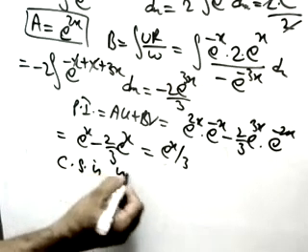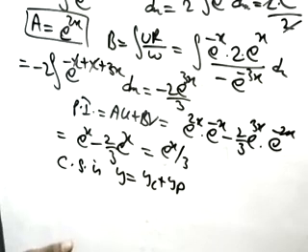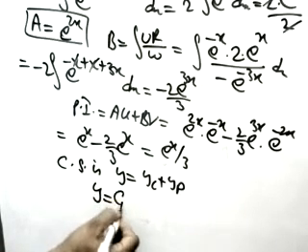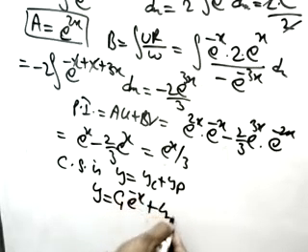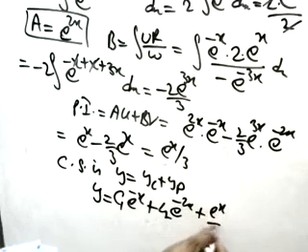Now last step: therefore, the complete solution is y equals y_c plus y_p. So y equals y_c, which we already have as c1 e power minus x plus c2 e power minus 2x, plus y_p, e power x by 3.